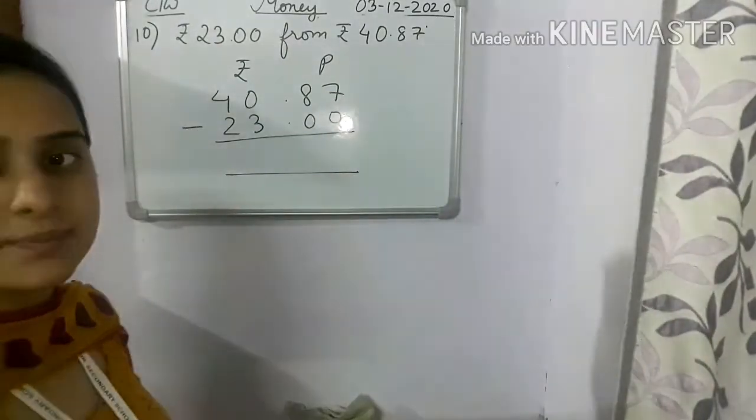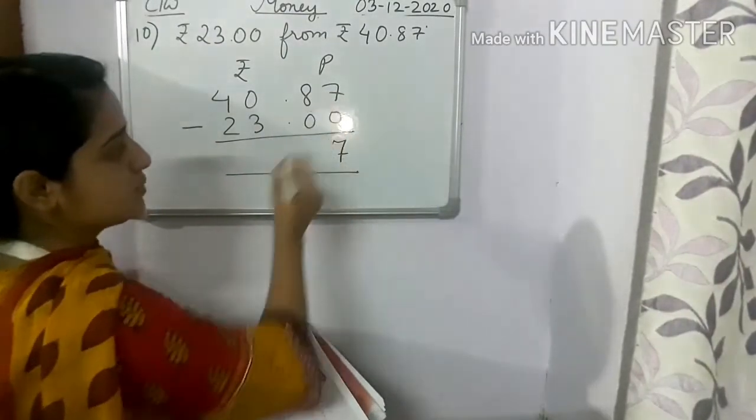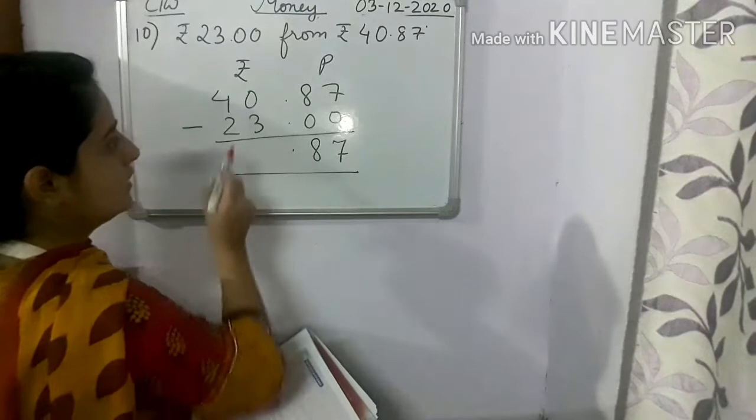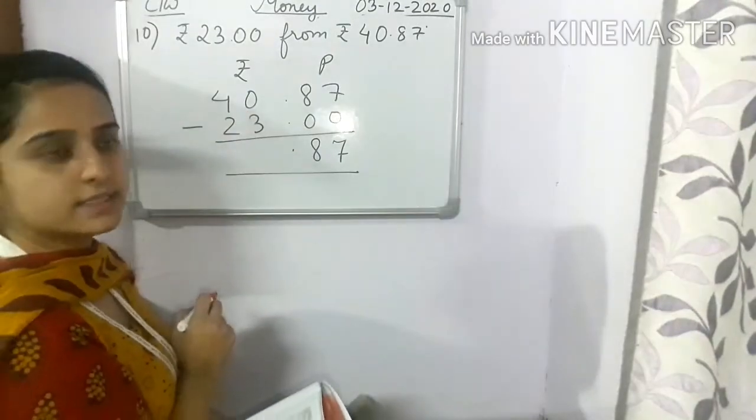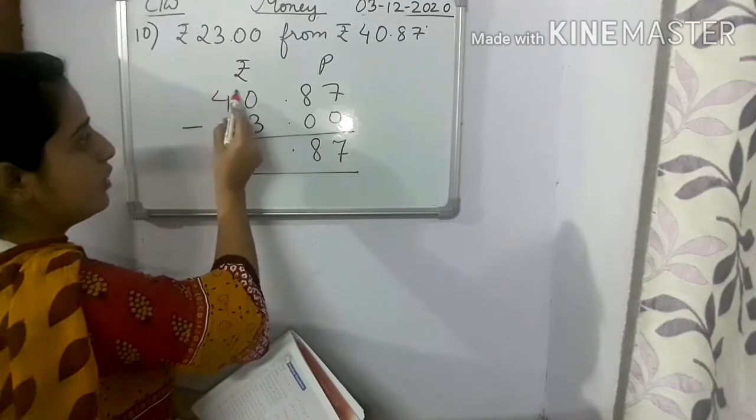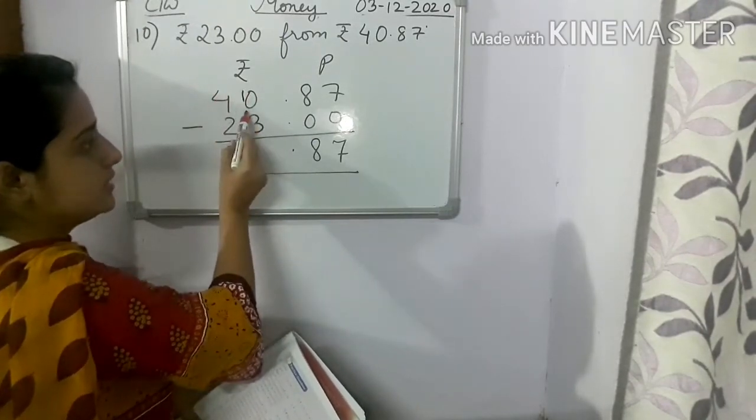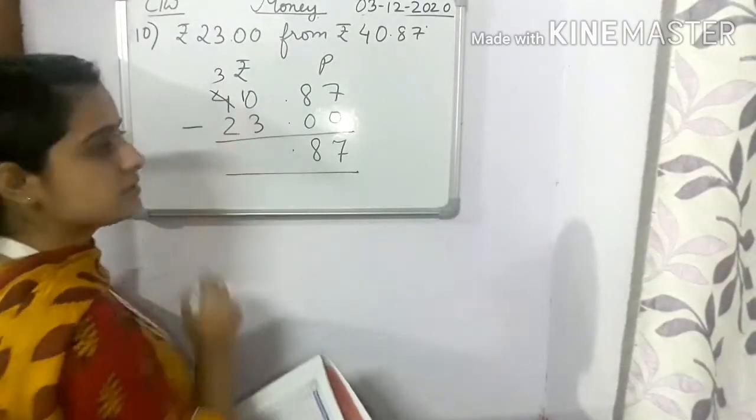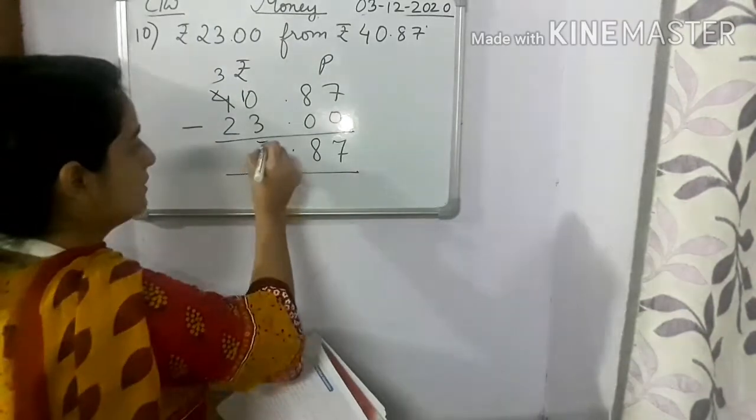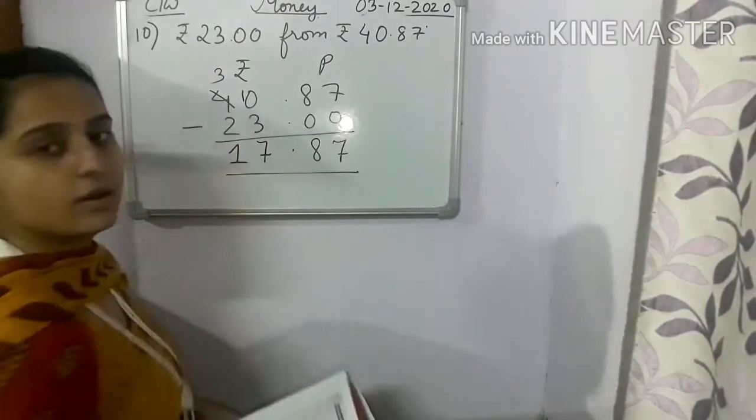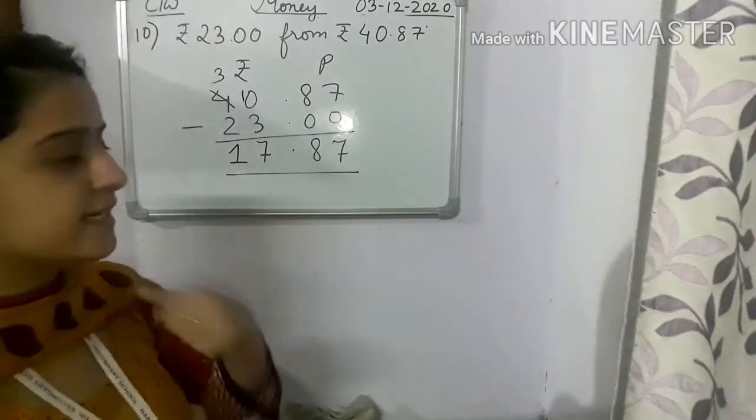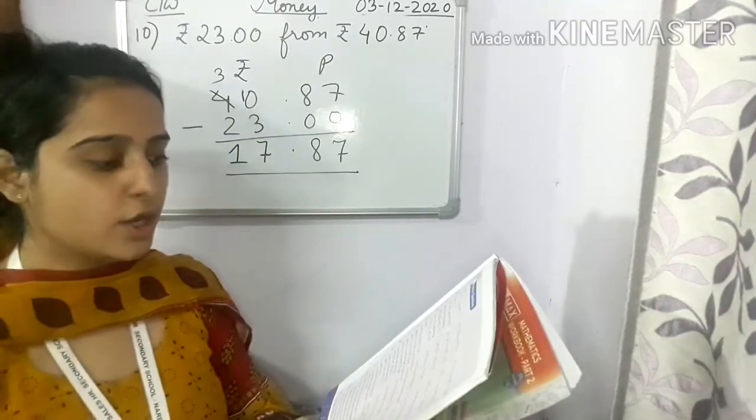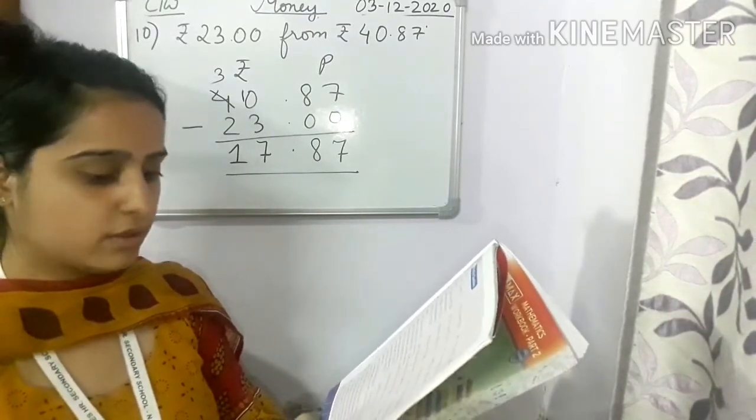7 minus 0 is 7. 8 minus 0 is 8. Then the dot comes here. Now children, 0 is smaller than 3, isn't it? So what are we going to do? We are going to take 1 from 4. This 0 becomes 10 and 4 becomes 3. So 10 minus 3 is 7. And 3 minus 2 is 1. So rupees 17 and 87 paise. Clear? Okay. The rest, B and C of these questions, you can do as homework.